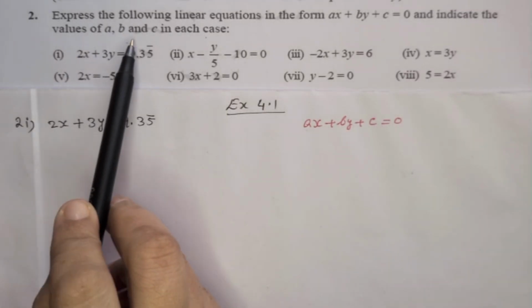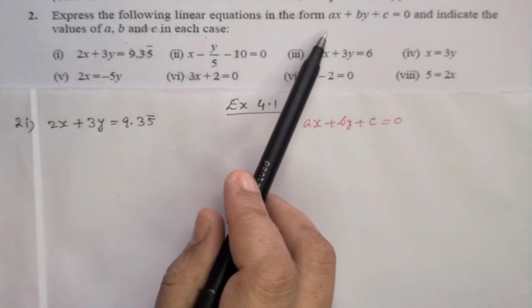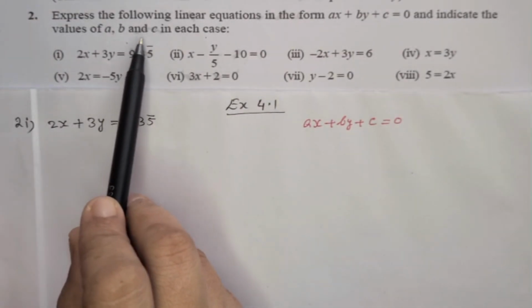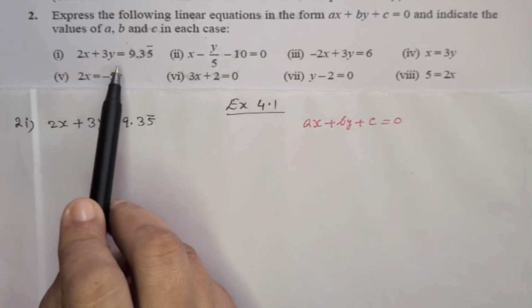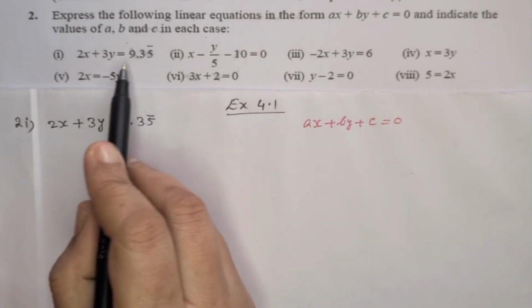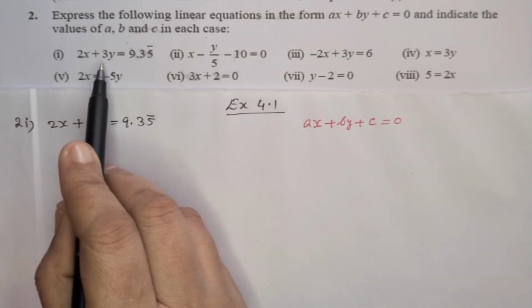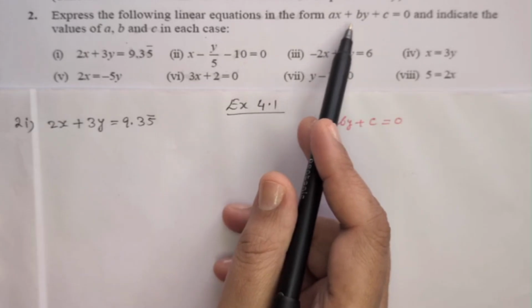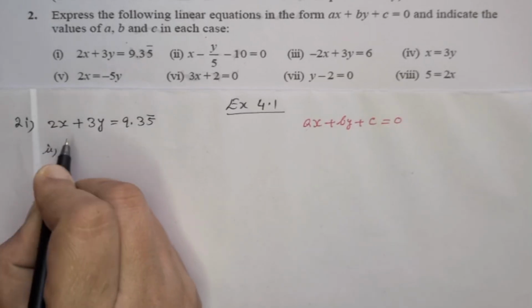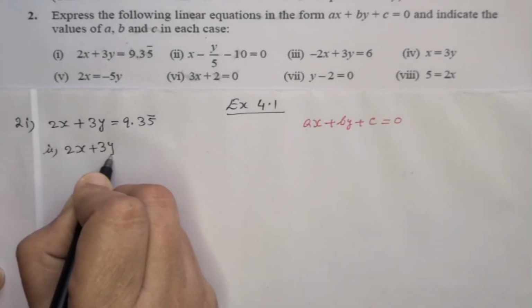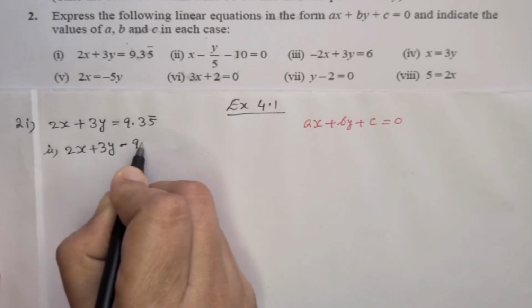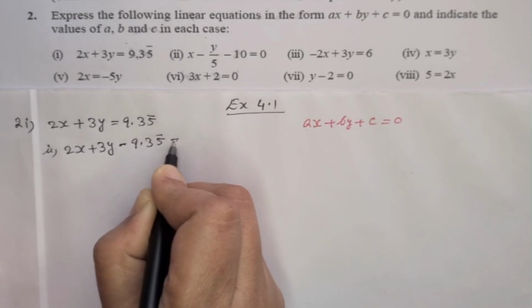Second question, express the following linear equations in the form ax plus by plus c is equal to 0 and indicate the values a, b, c in each case. First one, 2x plus 3y is equal to 9.35 bar. This term we have to convert to the left side to make it in the given form ax plus by plus c is equal to 0. For that, we can rewrite this as 2x plus 3y, and when we are moving from right side to left side, it will become negative 9.35 bar is equal to 0.